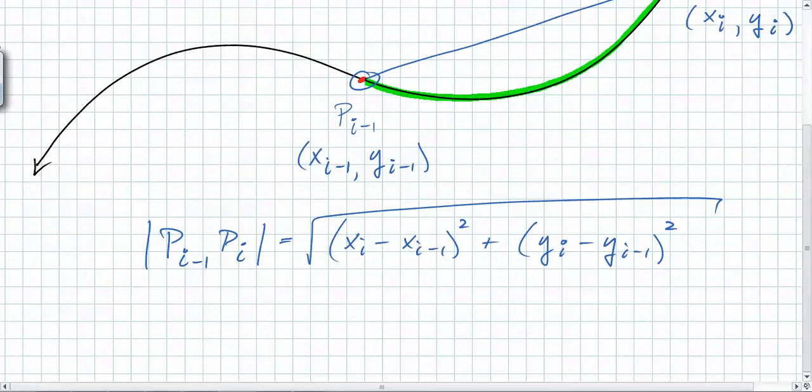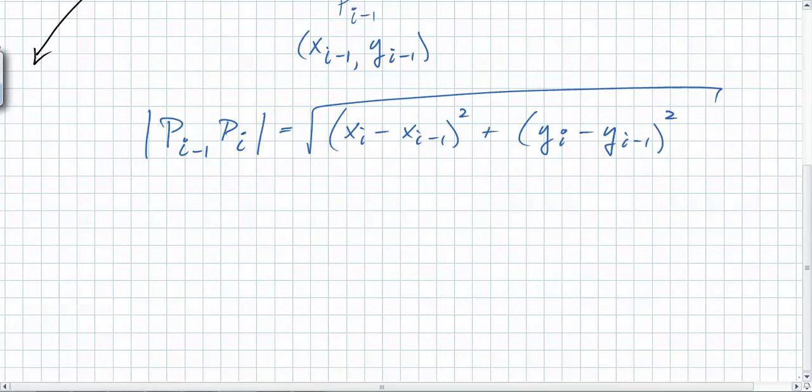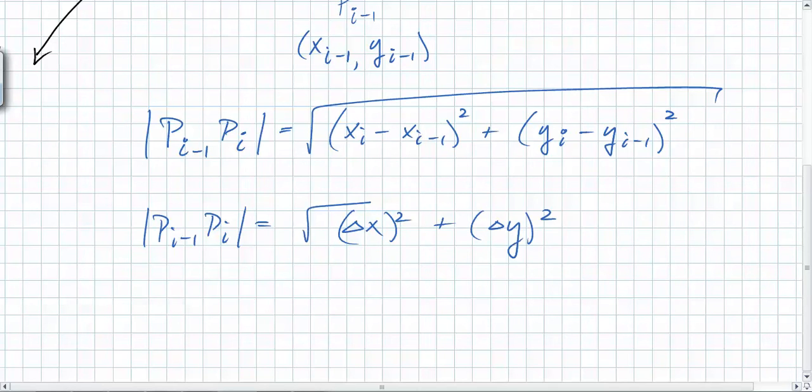Now, what's another way you can notate this? What's x sub i minus x sub i minus 1? Another way, delta what? Usually delta x, okay? So what do you have here? We now have the distance from P sub i minus 1 to P sub i equals the square root of delta x squared plus delta y squared. Okay. Now, you can't really do anything notationally yet, right?